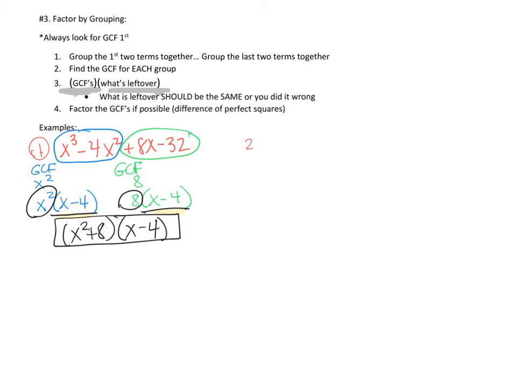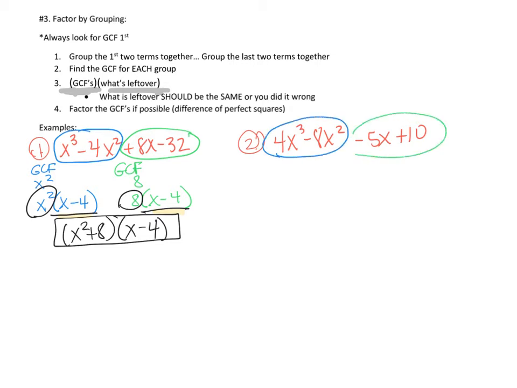Let's try another one. Say we have something like 4x cubed minus 8x squared minus 5x plus 10. So I'm going to group those first two together, and I'm going to group the last two together. Looking at those first two, I'm going to find my GCF. My GCF is going to be 4x squared. Taking out that GCF, I'm going to end up with an x minus 2.